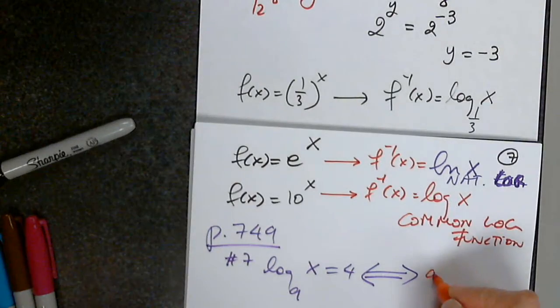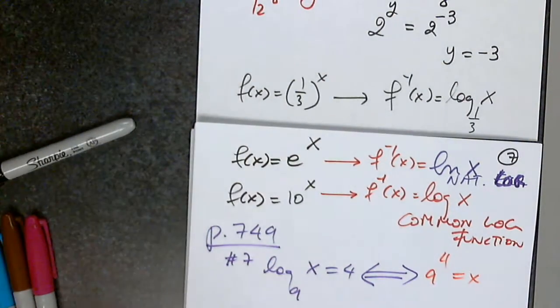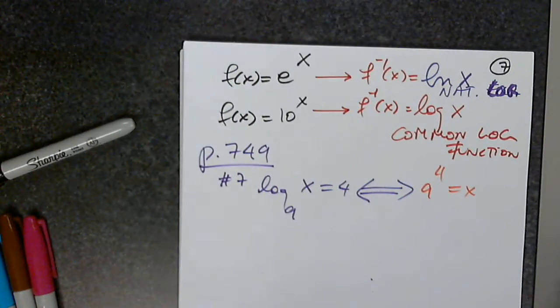Very good. 9 to the 4th equals x. We're not asked to solve. We're not asked to do anything. They are only asking us to change it into an exponential equation. Okay.